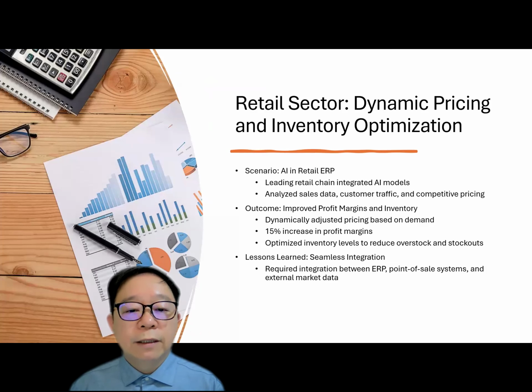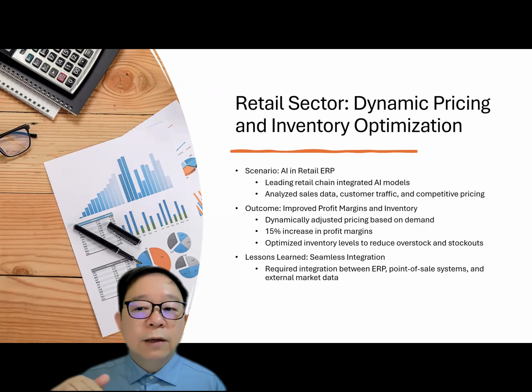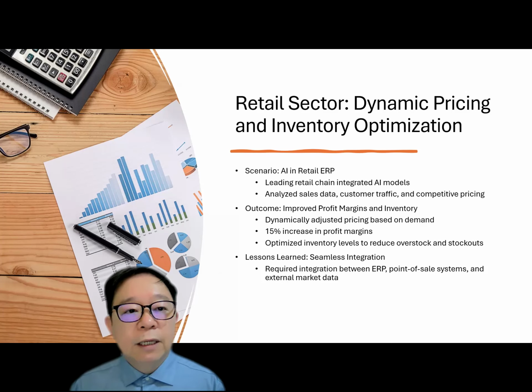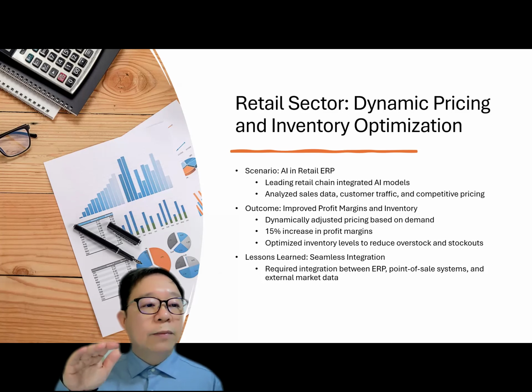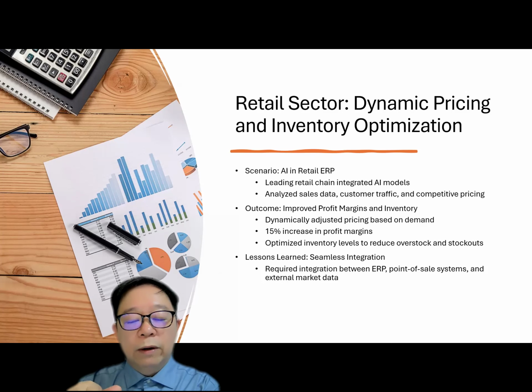How about the retail sector? One of the problems for the retail sector is that they want to analyze their sales data and prices. They want to have dynamic pricing. It means the price is based on demand, right? In high demand, the price can go up, but when demand is low, or suddenly the market has a better product, then you need to adjust your price. That's what we call a dynamic pricing adjustment model. Not many companies can achieve that, right?